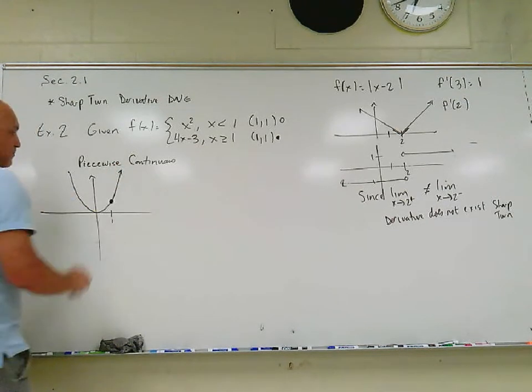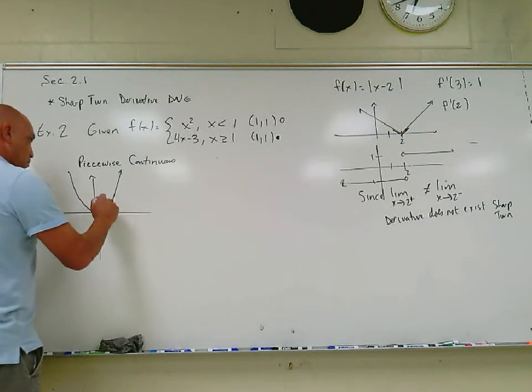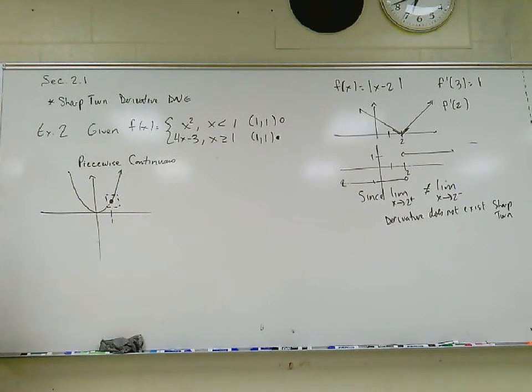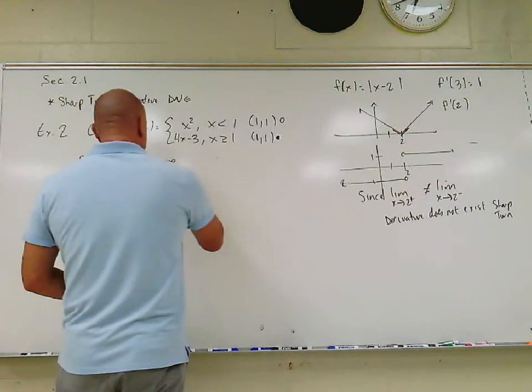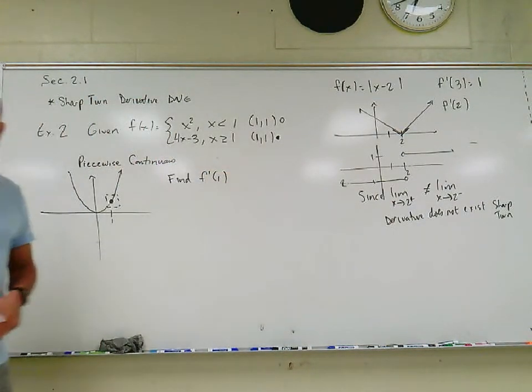I have that line. So the question is, if I want to find the derivative right here at 1, is that a smooth connection or is it a sharp turn? We're going to be asked to find f prime of 1. So we're going to use the same mentality we just used with the absolute value. We're going to use that alternative form.